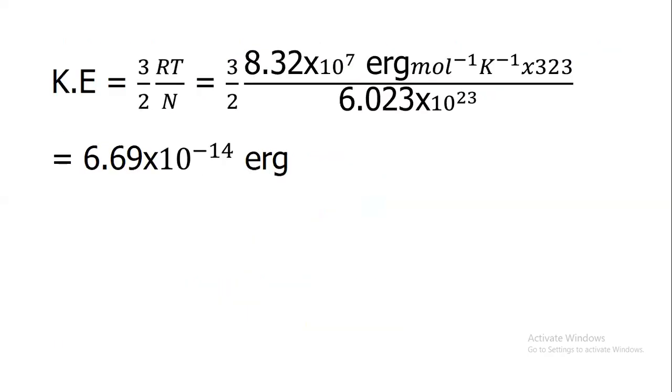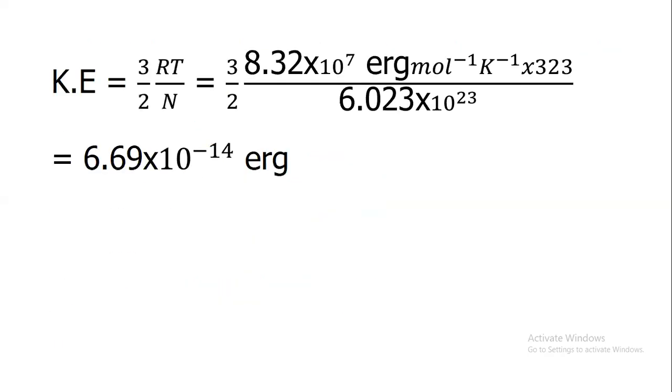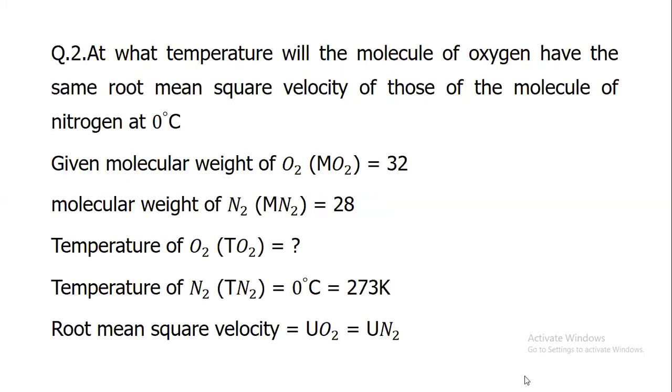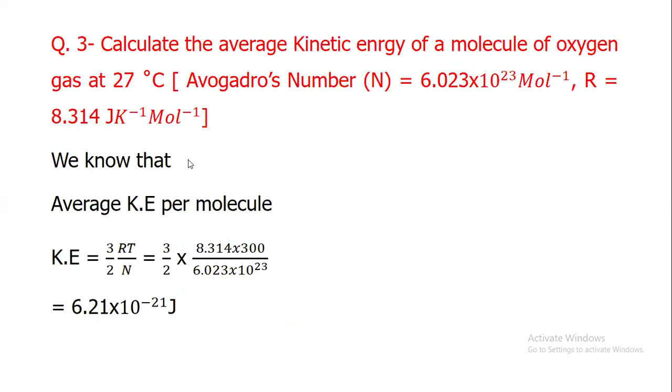Average velocity. 3RT over 2N. At what temperature will the molecules of oxygen have the same root mean square velocity as those of the molecules of nitrogen at 0 degrees Celsius? Given molecular weight of oxygen 32, molecular weight of nitrogen 28, temperature of O2. Okay, we have already discussed this.